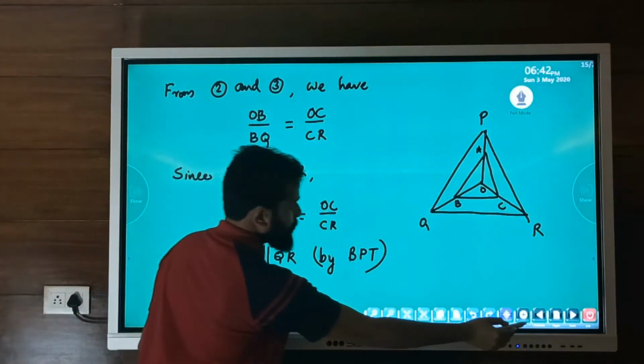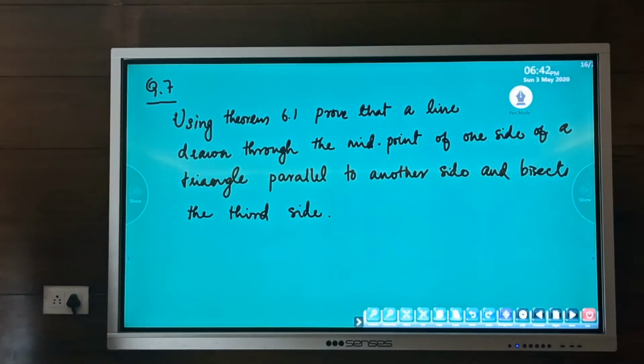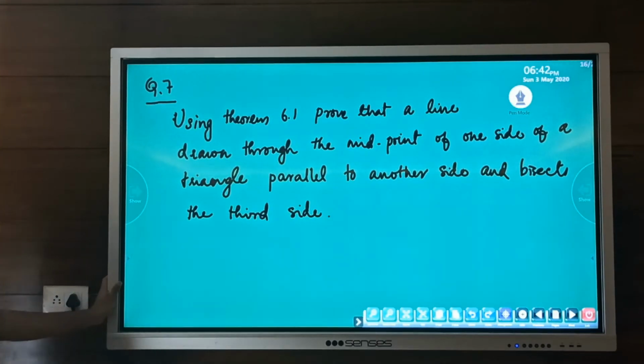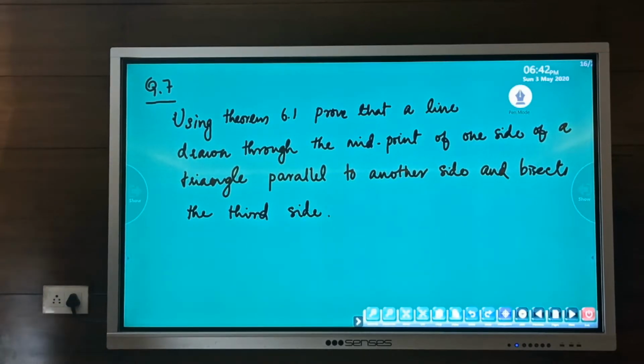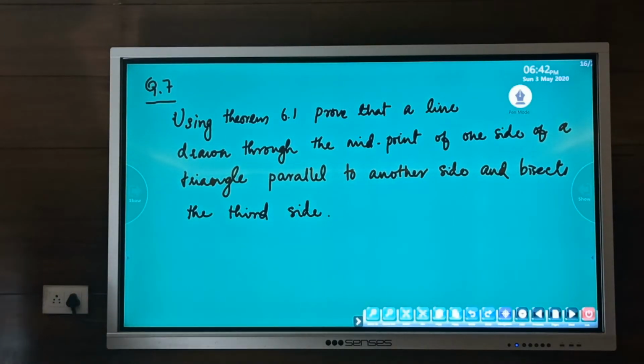Now the question number 7. Using theorem 6.1, prove that a line drawn through the midpoint of one side of a triangle parallel to another side bisects the third side. Last year in class 9 we studied the midpoint theorem. So that midpoint theorem we are going to prove with the help of the basic proportionality theorem again.